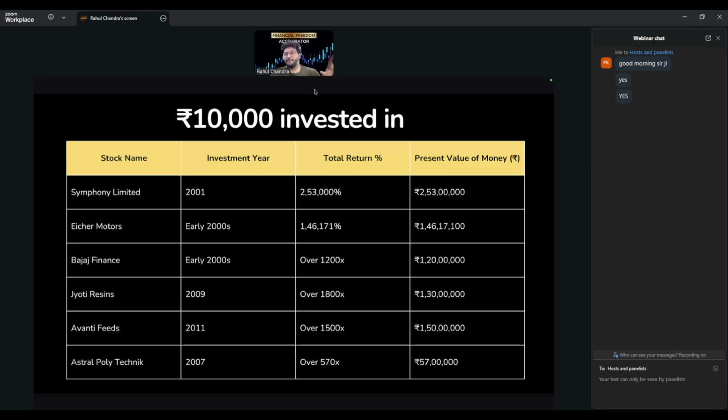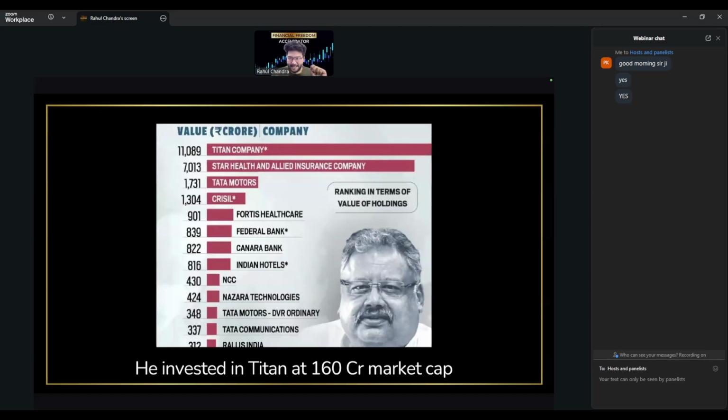And before I tell you all about that analysis and research, I wanted to discuss a very important person, who capitalized on a similar small cap opportunity with Titan. And I know once I said Titan, everybody knows who that is. Yes, absolutely. The late Rakesh Jhunjhunwala. I would say he is rather the Warren Buffett of India. Now, he invested in Titan when it was a 160 crore market cap company.